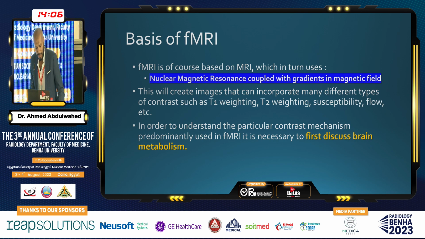So fMRI is of course based on MRI, nuclear magnetic resonance imaging, coupled with gradient magnetic fields. This will create images that can incorporate many different types of contrast based on T1, T2, flow, or of course susceptibility images. So in order to understand the particular contrast mechanism predominantly used in fMRI, we have to understand brain metabolism.